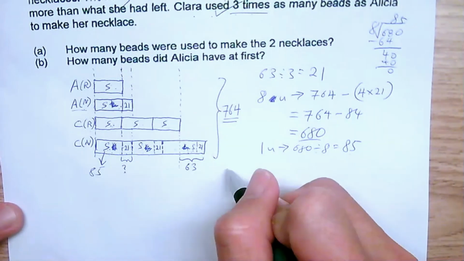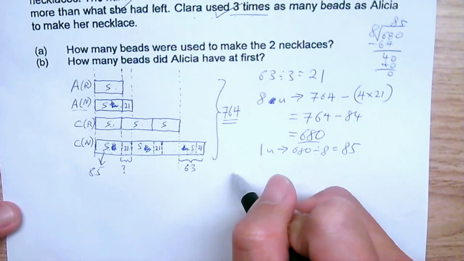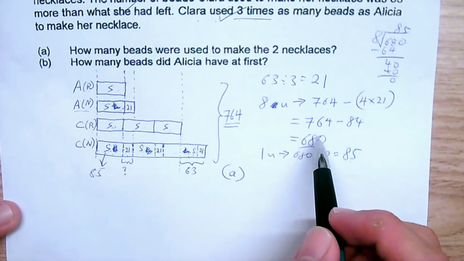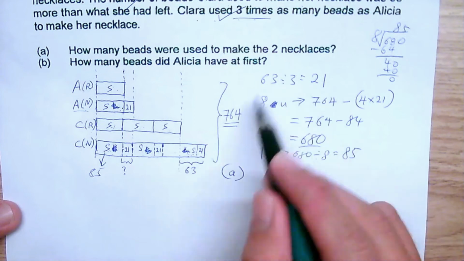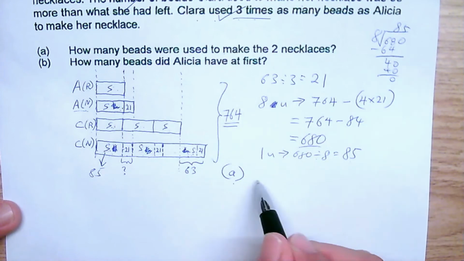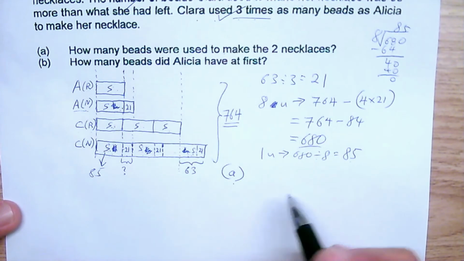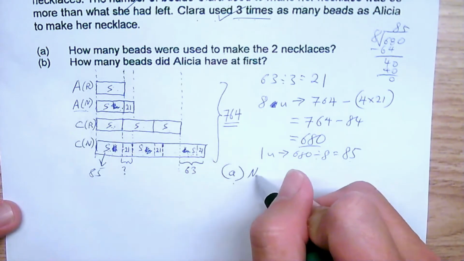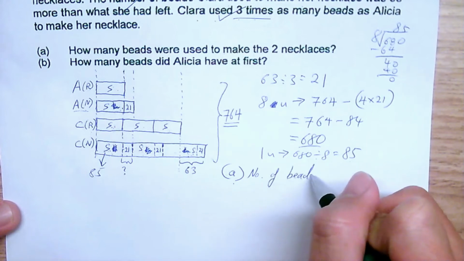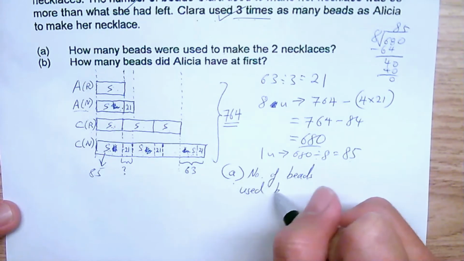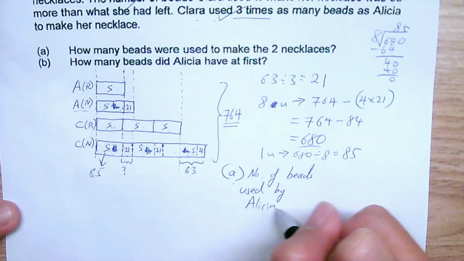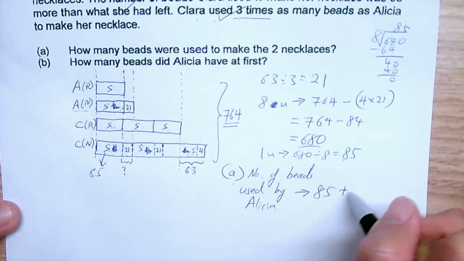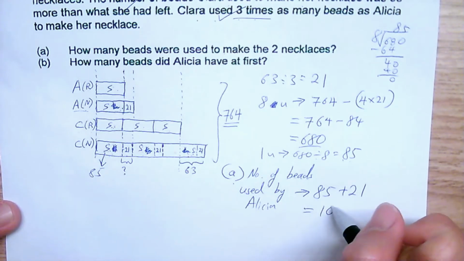Now, for part A, this is usually how I like to present my answer. The first part over here doesn't relate to the question at all. I mean, it doesn't relate to question A nor B. So I will only label A from here onwards, because it's only from here onwards that I'm doing part A. Okay, so number of beads used by Alicia will be 1 small bar, which is 85, plus 21. That will give us 106.